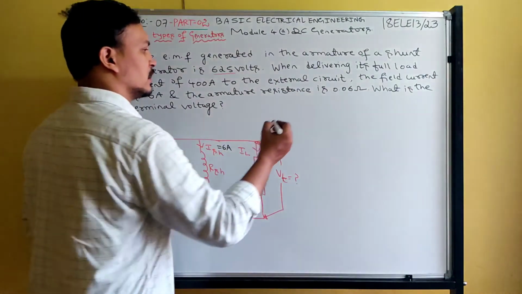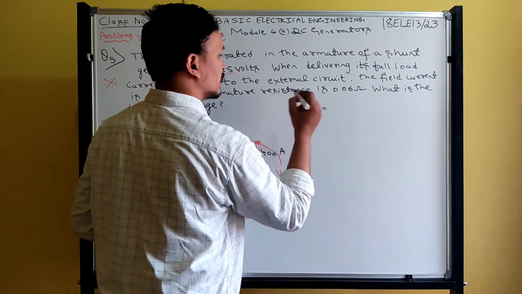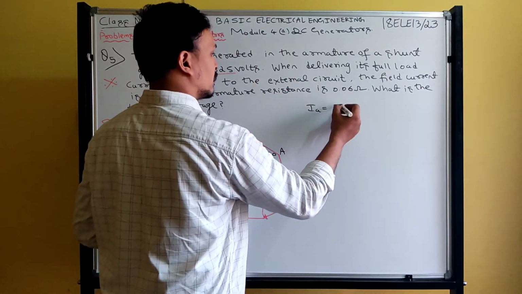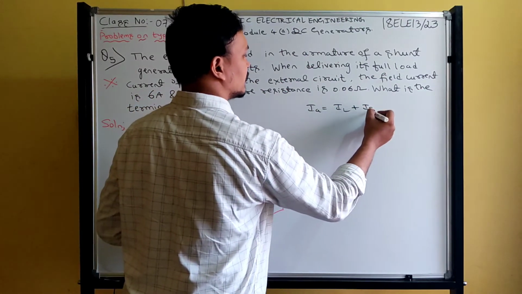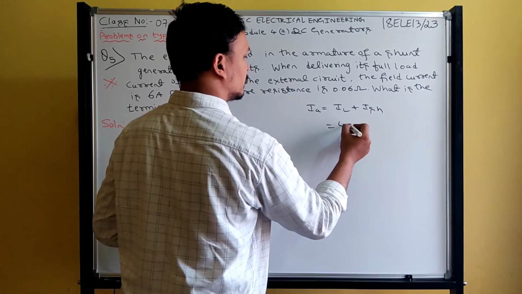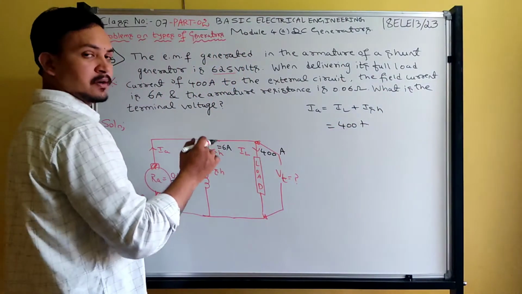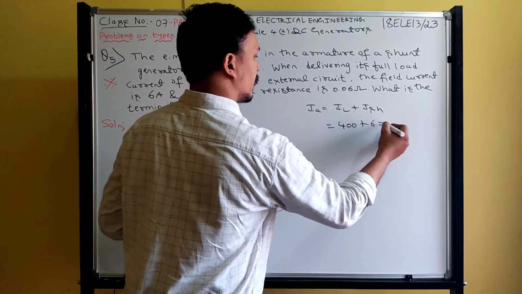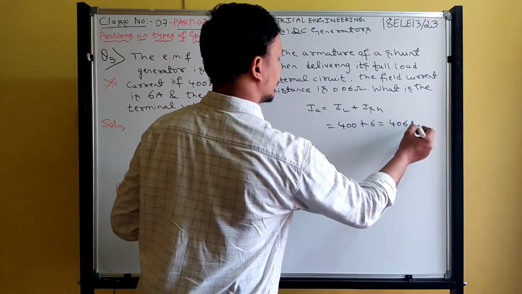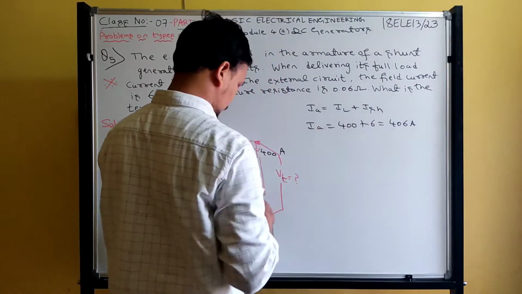So first find the armature current. What is the armature current? Ia is equal to IL plus ISH. What is the load current? 400 ampere. What is the shunt field current? 6. So 400 plus 6, 406 ampere. So this is the armature current.